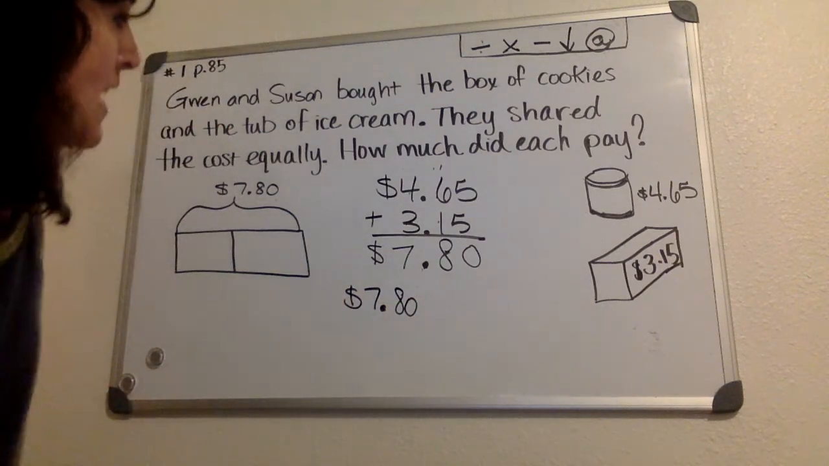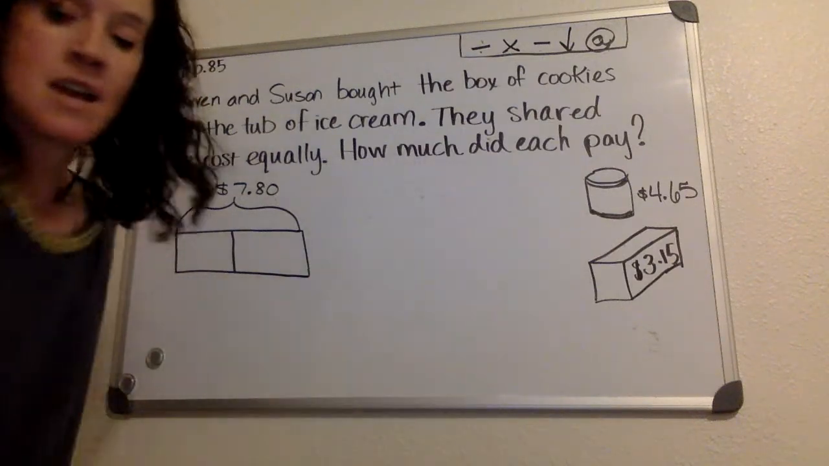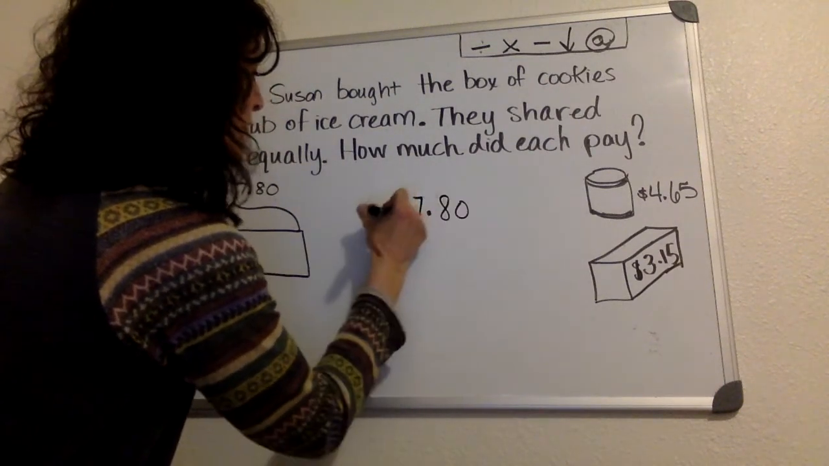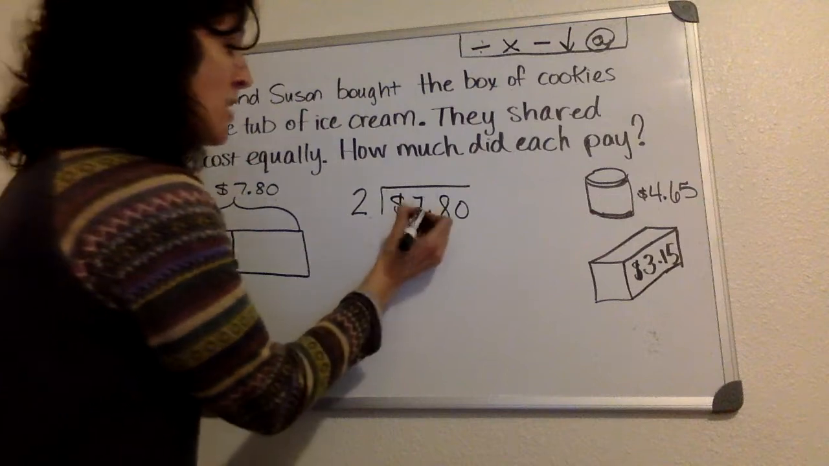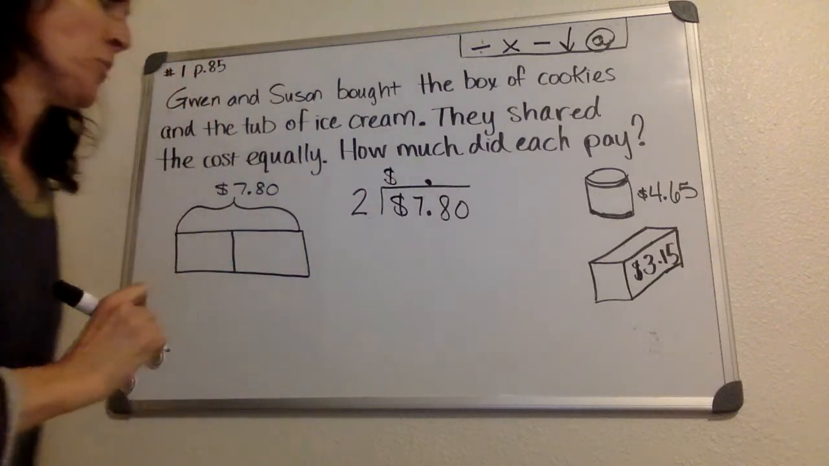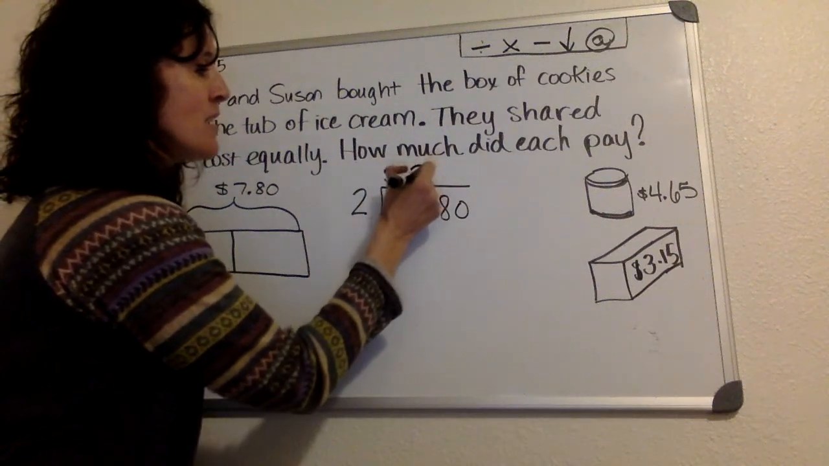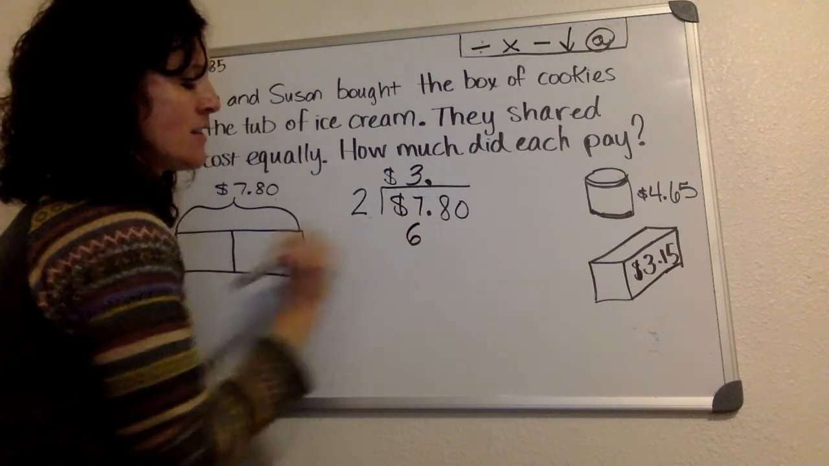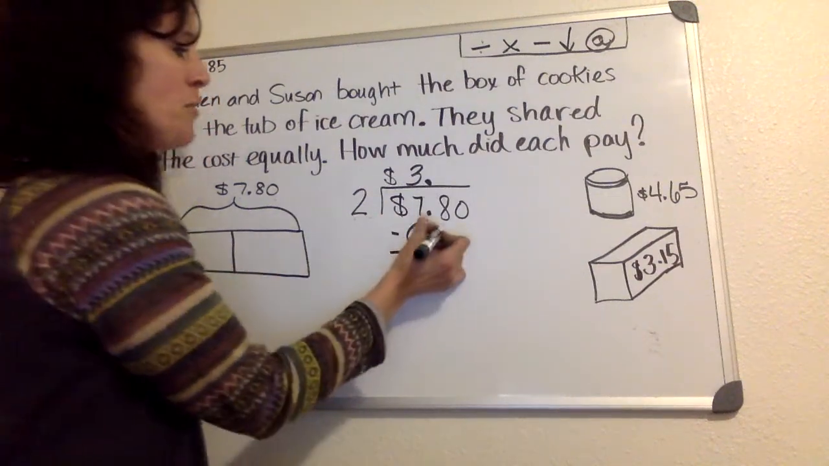$7.80 divided by 2. Guys, I'm going to erase this right here because I am running out of room on my little board. $7.80 divided by 2. For our division problems, when we have decimals in division, we immediately put that little decimal point up, and then if we have a dollar sign, we put him up there too. 2 goes into 7. Can it go in? Sure can. 2 goes into 7 3 times. 3 times 2 is 6. Subtract. 7 minus 6 is 1. Bring down our 8.